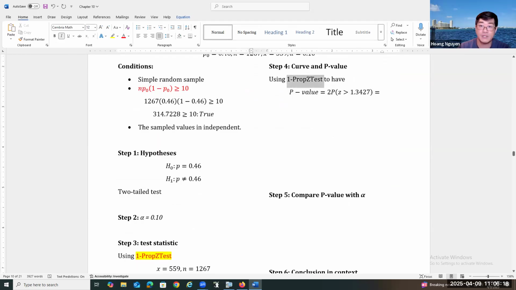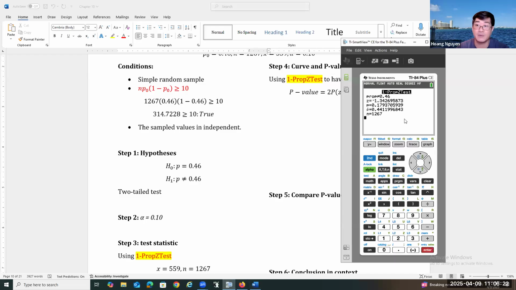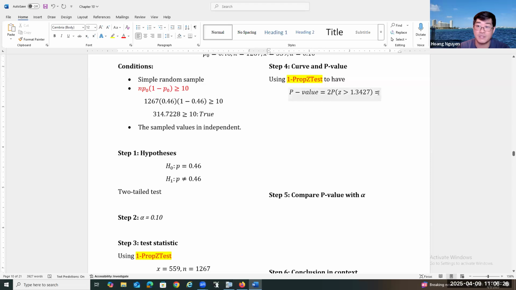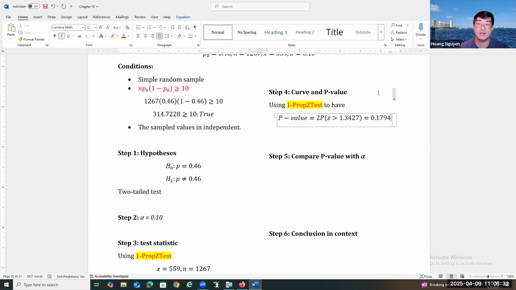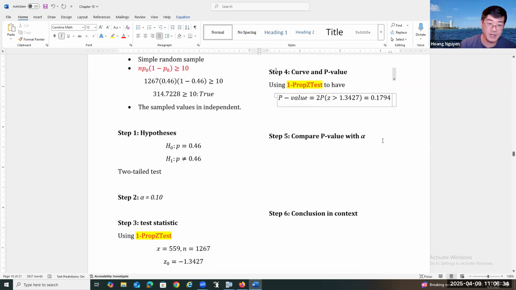Make sure that you mention the name of the shortcut again, right? And then just quote the answer from your calculator. 0.1794, yeah, 0.17. So that's going to be the answer for the p-value. So using the shortcut, the 1 proportion z-test, it gives you the answer for the test statistic, z sub 0, and it also gives you the answer for the p-value.